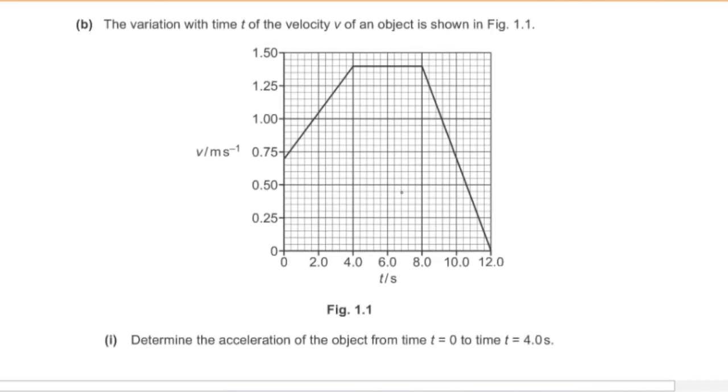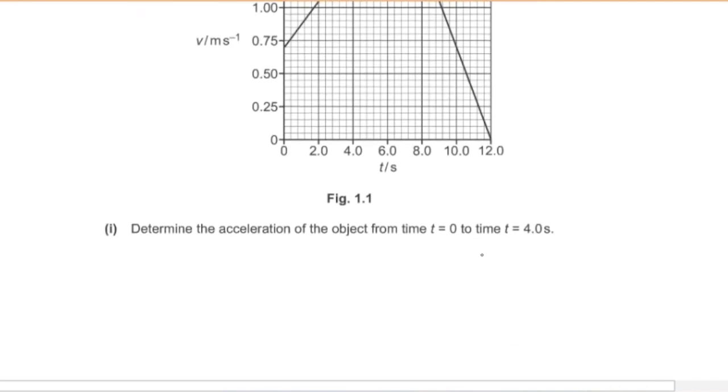Part B, the variation with time t of the velocity v of an object is shown in figure 1.1. From t equal to 0 until t equal to 4 seconds, the object is moving with a constant acceleration, that is constant increase in gradient, followed by constant speed. This horizontal axis means constant speed from 4 seconds to 8 seconds for an interval of 4 seconds. And at last, the object starts to move with constant deceleration for the next 4 seconds, and then it comes to rest at t equal to 12 seconds.